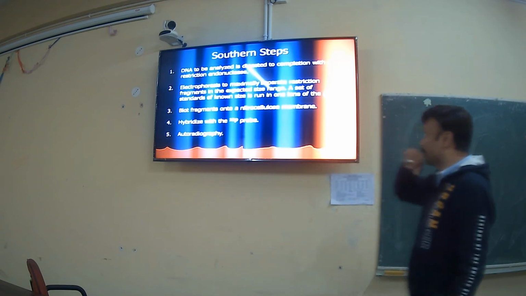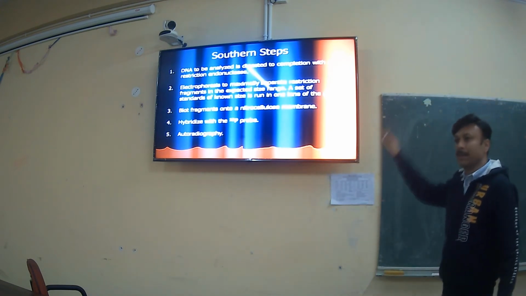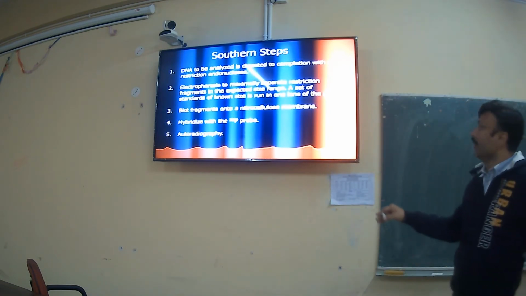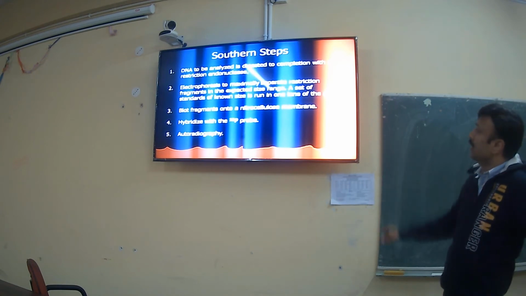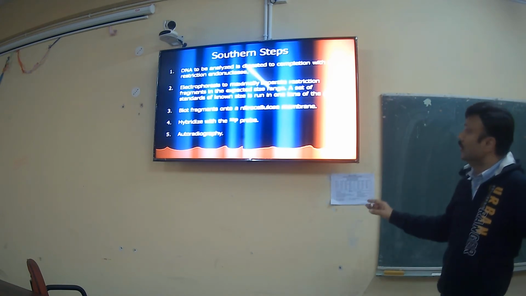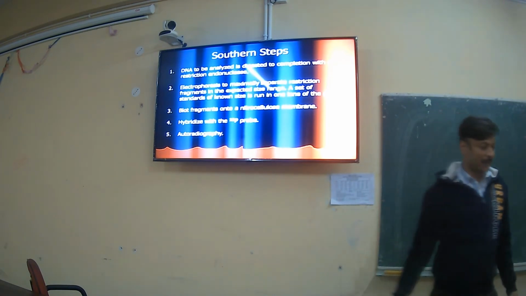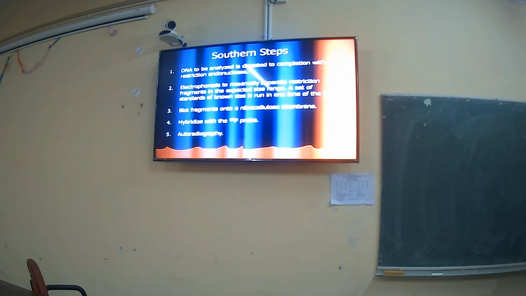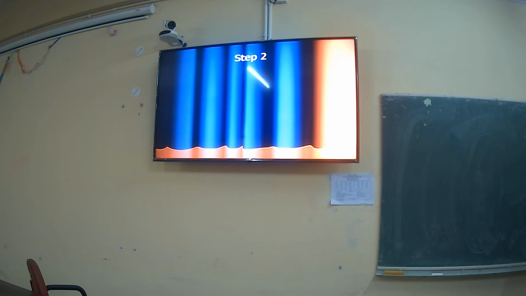Then after the formation of RFLPs, we have to separate these restriction fragments by electrophoresis, in the case of DNA or RNA, that will be agarose gel electrophoresis. And after the separation, we need to transfer it onto a blot, the nitrocellulose membrane. Then it will hybridize with the help of a 32 phosphorus radioisotope, and we make the probe. And after the probe, there is a process of visualization, that will be autoradiography. So these are the 5-step process.